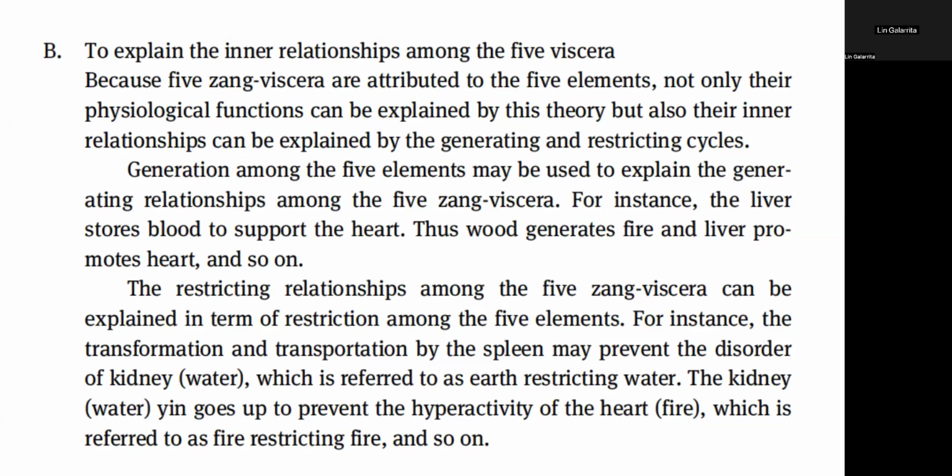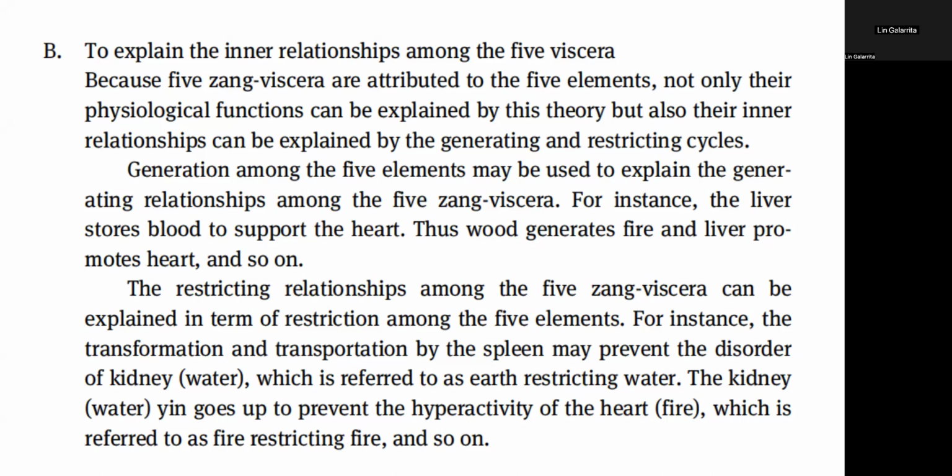The second function is to explain the inner relationships among the 5 viscera. Because 5 Zhang viscera are attributed to the 5 elements, not only their physiological functions can be explained by this theory, but also their inner relationships can be explained by the generating and restricting cycles. Generation among the 5 elements may be used to explain the generating relationships among the 5 Zhang viscera. For instance, the liver stores blood to support the heart. Thus, wood generates fire and liver promotes heart, and so on.